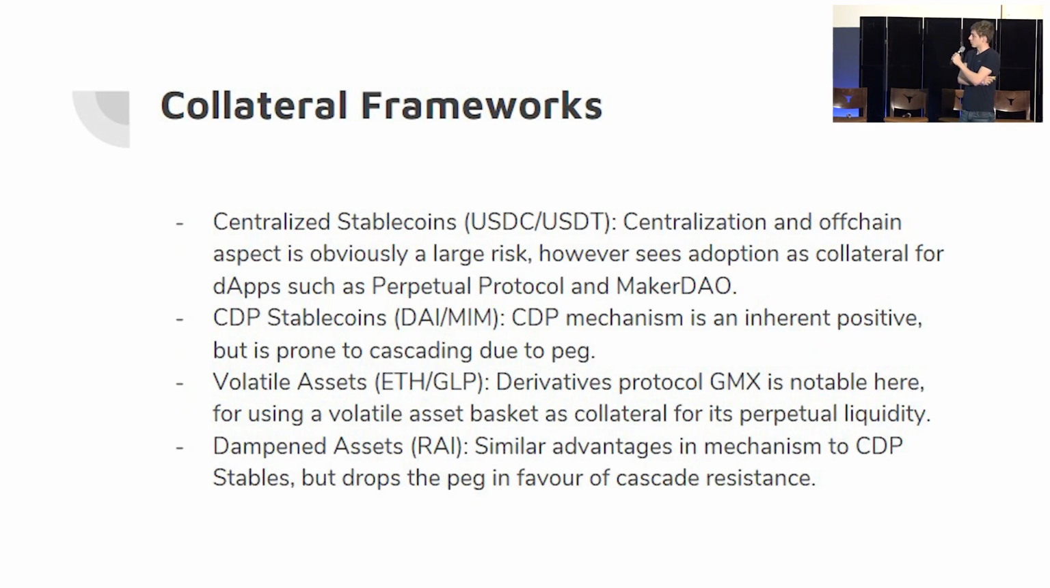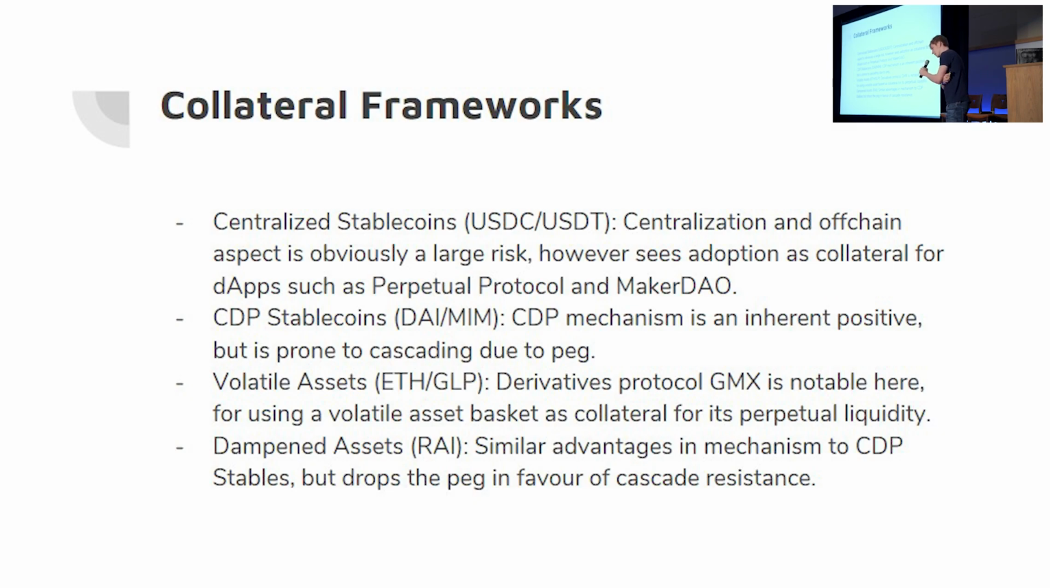So really there's 4 frameworks I laid out here. There's centralized stablecoins. There's what I'm calling CDP stablecoins. There are volatile assets, and there are dampened assets. So let's start with centralized stables. I don't love these. I assume many of you don't love these. Some people have called them a necessary evil. Basically their huge pro is that they've been able to absorb a lot of pressure, right? And they've been pretty reliable thus far. They've got some pretty big downsides though.